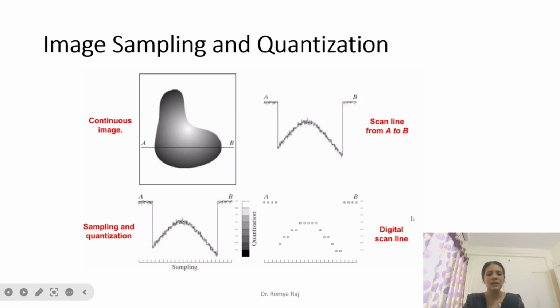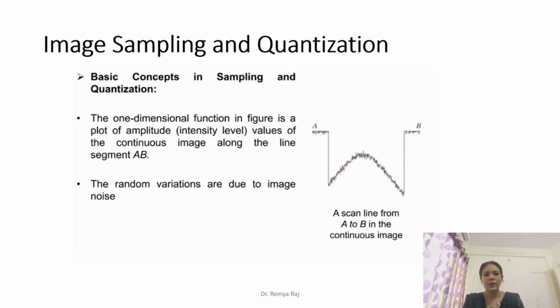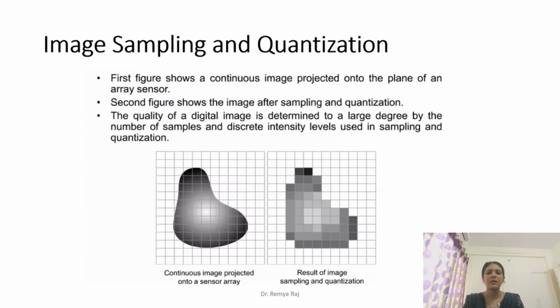So this is for one line AB. Like this, you have to scan this line AB over the entire duration of the whole image. Then when you combine everything, you will get what? The digitized version of the image. So I hope you understood what is meant by sampling and quantization.